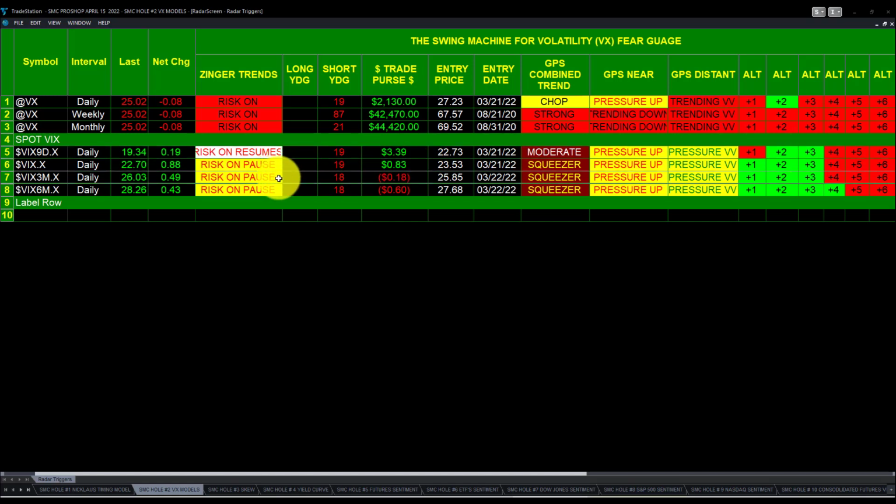30-day, 90-day, and 6 months, it's actually telling us risk on pause. And there is a little more pressure out here. So maybe there is an event further out that the VIX market is concerned with. Once again, if the VIX rises and starts trending up, that isn't good for those that are bullish equities.